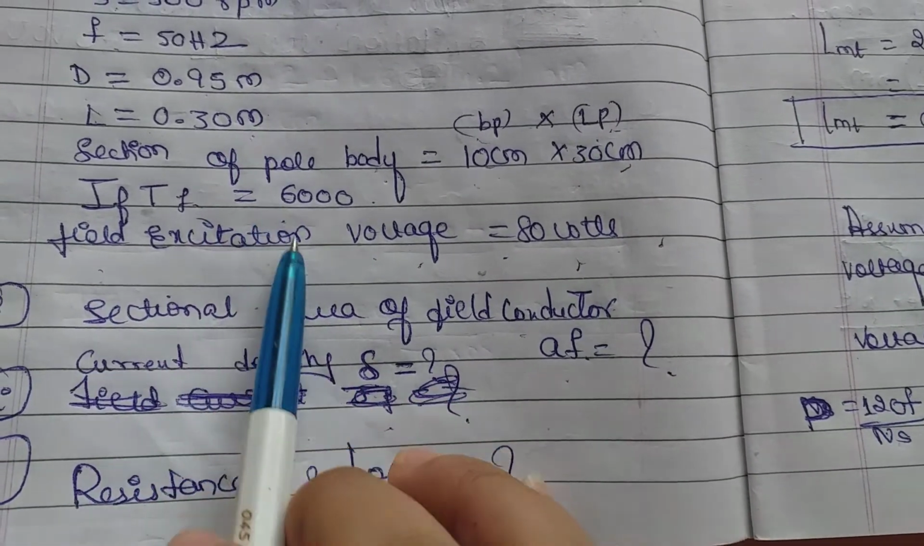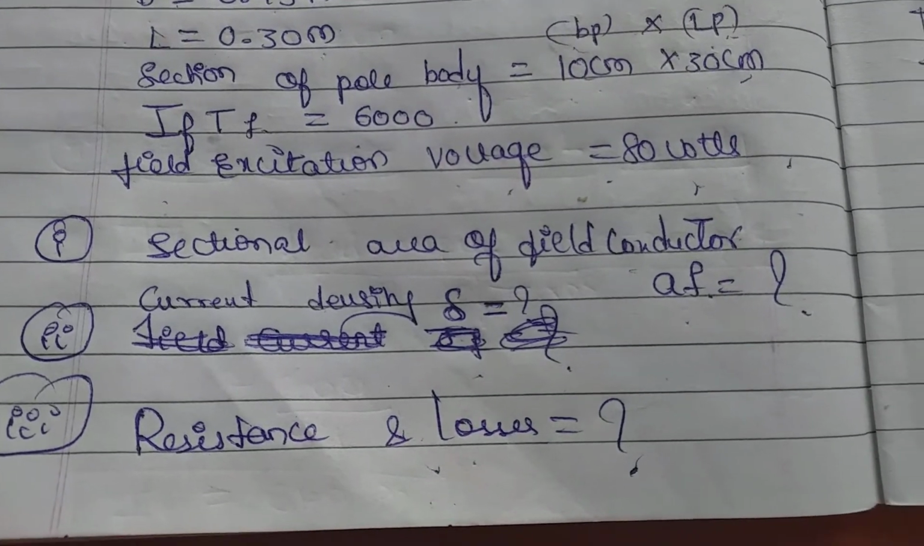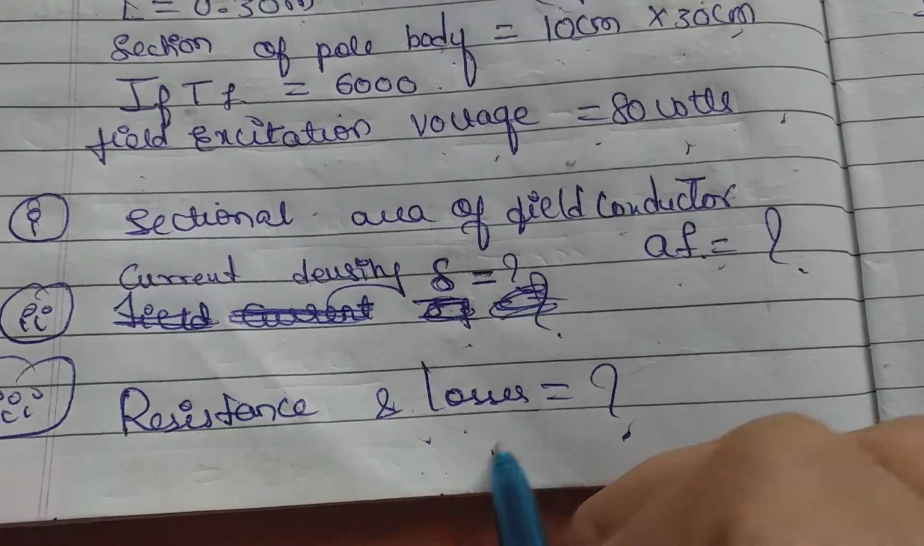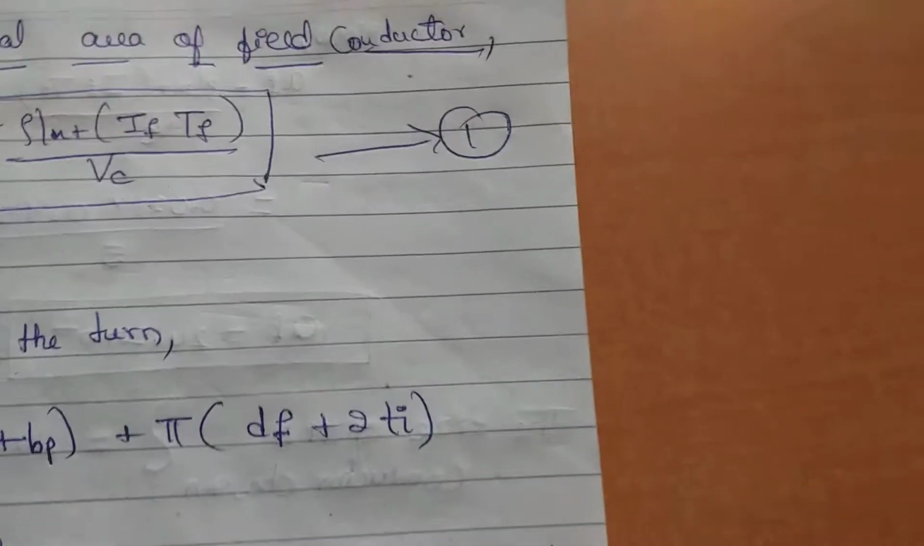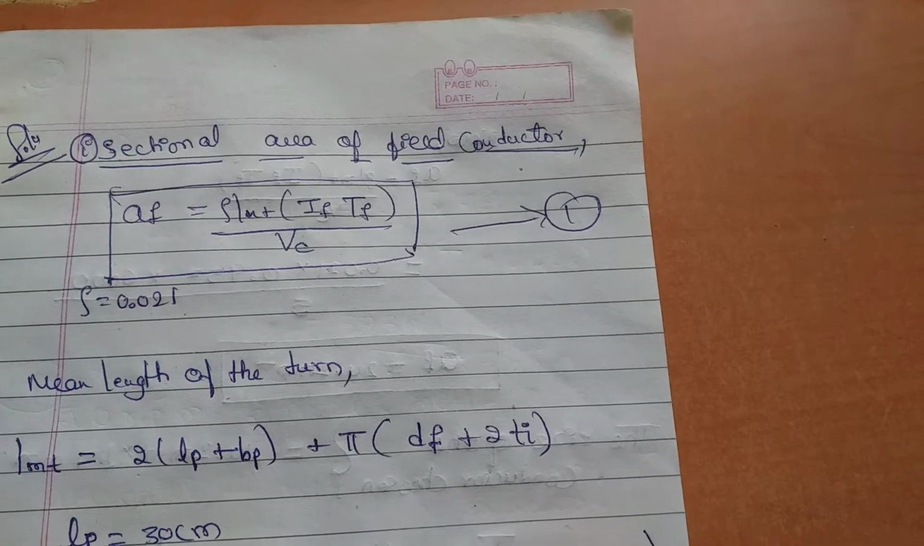So now with this data, what's our aim to calculate? Our aim is to calculate the sectional area of the field conductor AF, the current density delta, the resistance and the losses. Let us move towards our first aim, that is the sectional area of the field conductor.